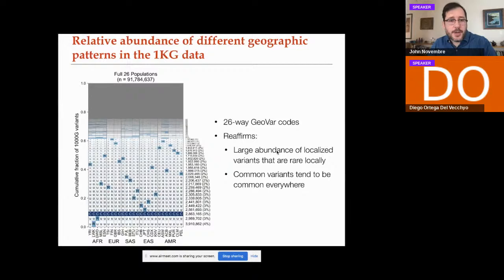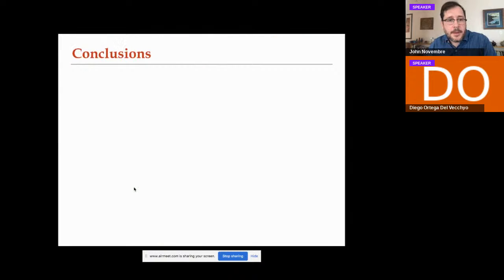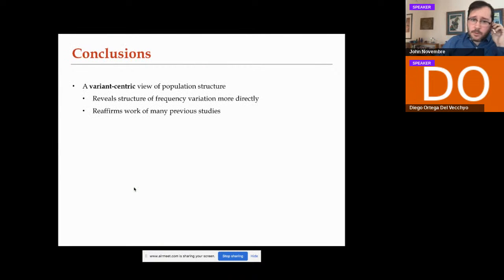This is the view when we do GeoVar codes 26-way, and we see again at this level, all these rare variants are geographically localized. Common variants that are globally shared are a huge part of our variation when we're not looking at these young, new, rare localized variants. Okay, so what we've produced is this variant-centric view of population structure.